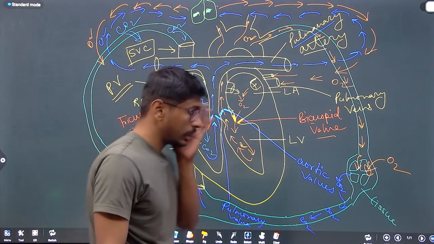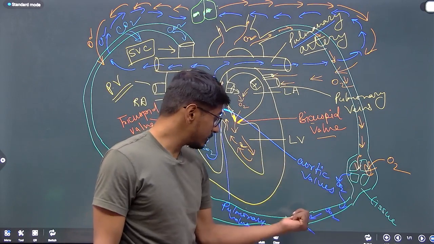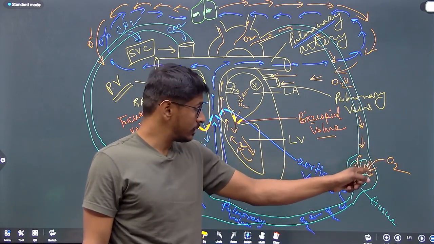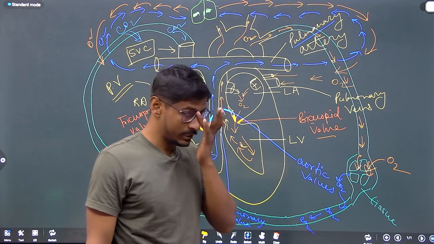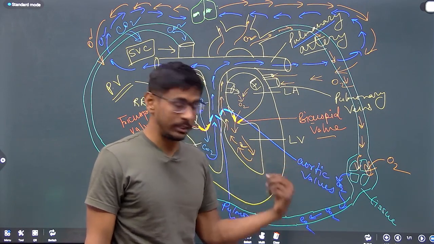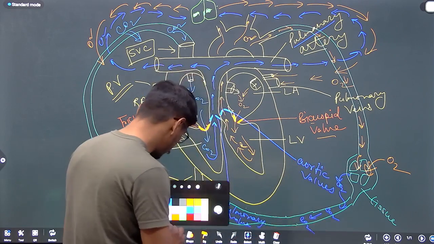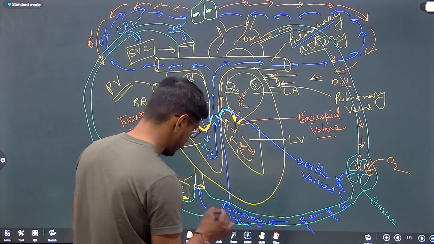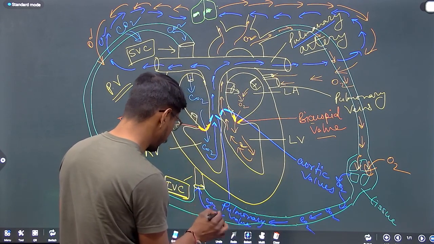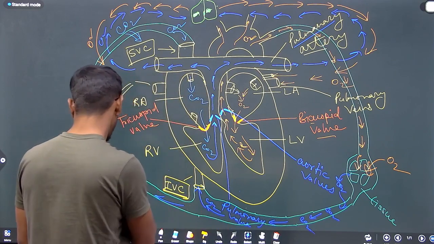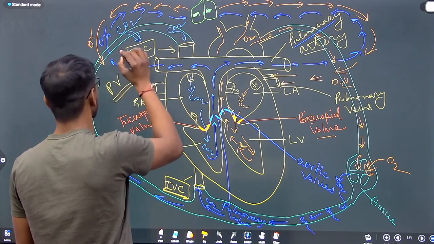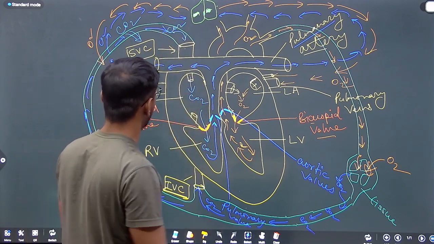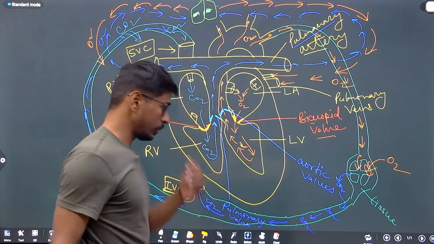So the CO2 is flowing in this vessel. O2 is given to the cells, and CO2 is picked up from the cells, and this CO2 now flows into the blood. So it goes to the inferior vena cava, and in the same manner it also goes to the superior vena cava. Then the cycle continues.